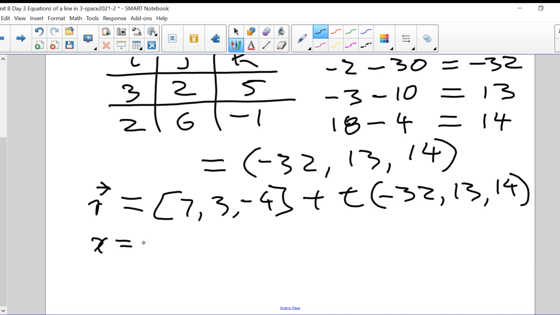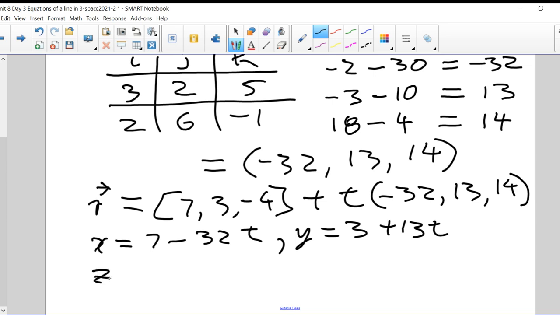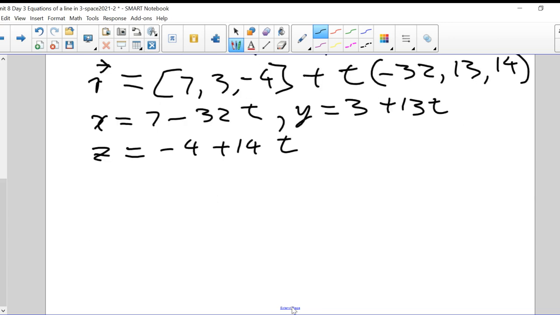So x is equal to 7 minus 32t. And my y is equal to 3 plus 13t, and my z is equal to -4 plus 14t. Okay, and then putting it into symmetric form now. Remember, there's a shortcut for this. So that should be x minus 7 divided by -32.